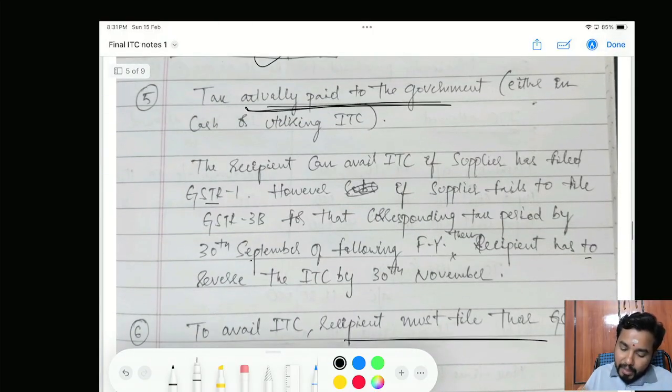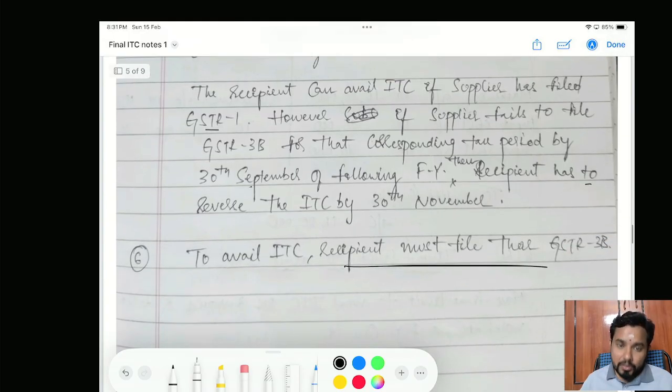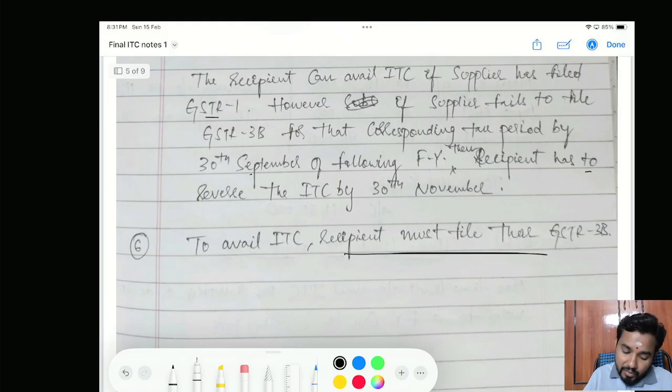Tax actually paid to the government. One of the other conditions to avail ITC was that whatever tax you have paid to the supplier should have been actually paid to the government. Okay, so the recipient can avail ITC if the supplier has filed GSTR 1. However, if the supplier fails to file GSTR 3B for the corresponding tax period by 30th September of the following financial year, then the recipient has to reverse the ITC by 30th November.